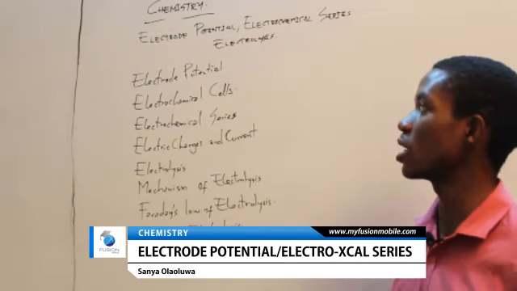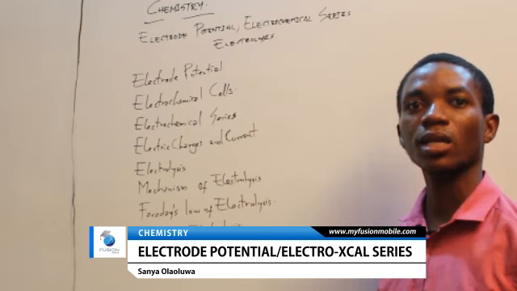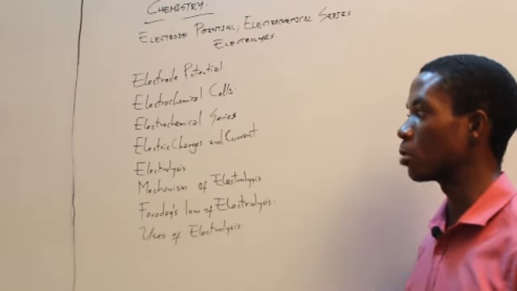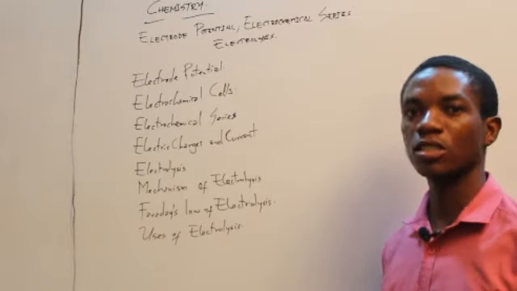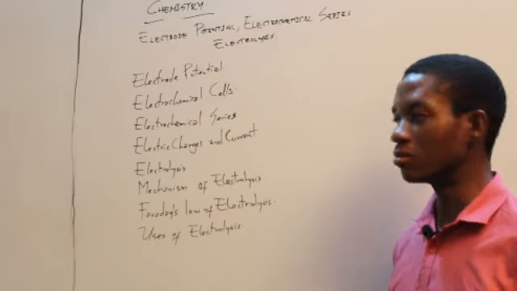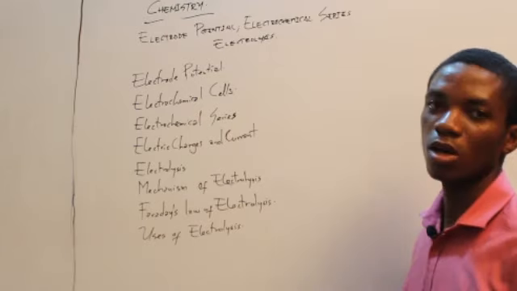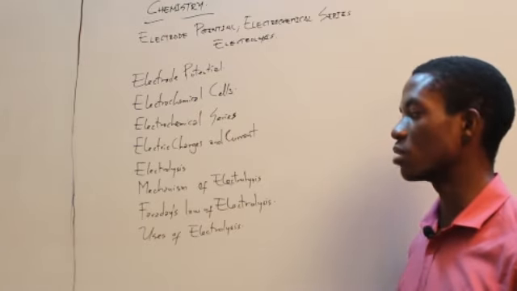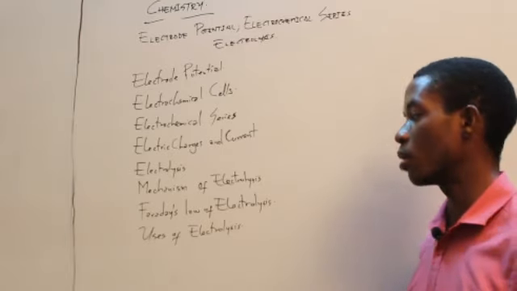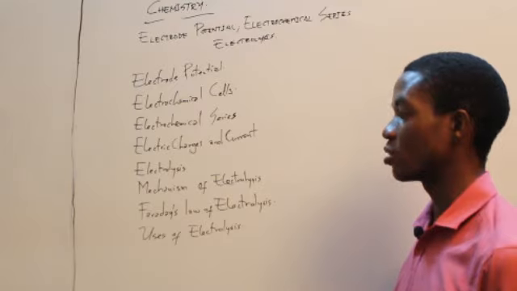To begin, we'll consider electrode potential, then we'll look at electrochemical cells, and then we'll go to electrochemical series. And we'll also consider electric charges and current before we talk about electrolysis. Then we'll look at the methods, the mechanism of electrolysis, and then we'll consider Faraday's law of electrolysis and conclude the lesson with the uses of electrolysis.